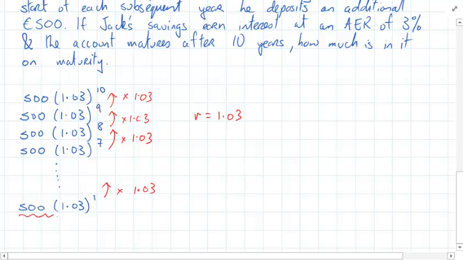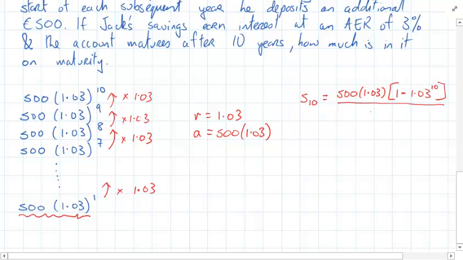I can also see that first value in my sequence, if I look at it this way round, a is 500 times 1.03 to the power of 1, or just 500 times 1.03. Now, to find out the value of the savings account after 10 years, I'm going to have to add up all of these values. So again, I can just use my sum of a geometric sequence formula to do that. So the sum of the first 10 terms is gotten by taking a, so a is 500 times 1.03, all multiplied by 1 minus 1.03 to the power of 10 divided by 1 minus 1.03. And whatever value I get when I work that out is going to be the value of the account at the end of 10 years.